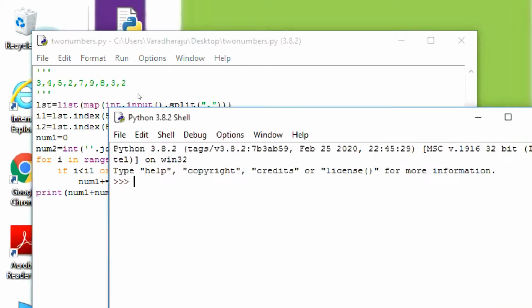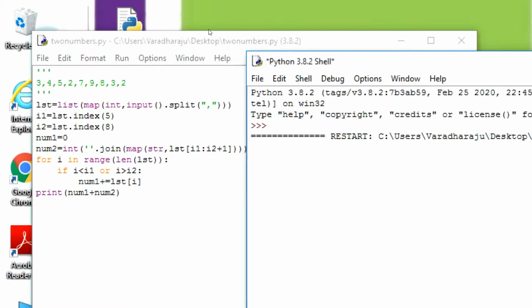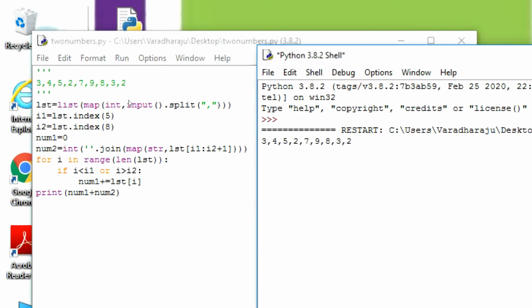Now we see the execution of the program. I am giving the input 3, 4, 5, 2, 7, 9, 8, 3, 2. So 52810 is the output.